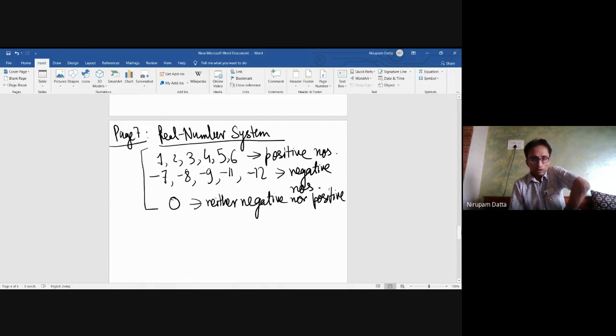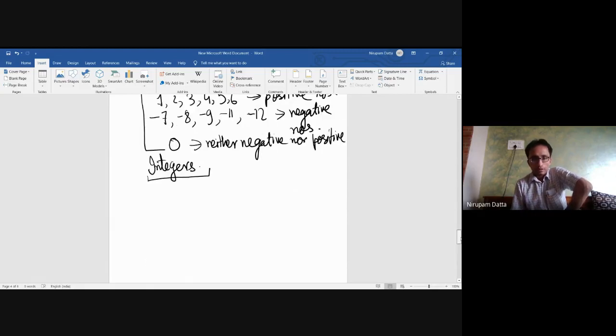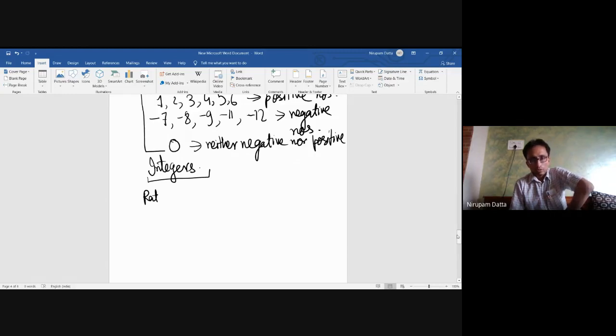When we include all these negative numbers, positive numbers, and 0, we get what is known as integers. Fine, to begin with, integers. Now, when we take a ratio of integers, so let's say P and Q are two integers such that Q is not equal to 0.